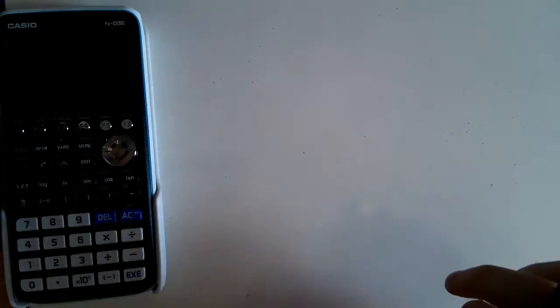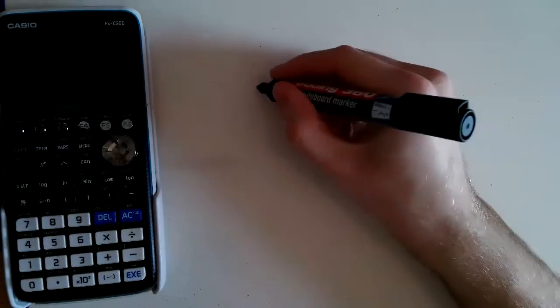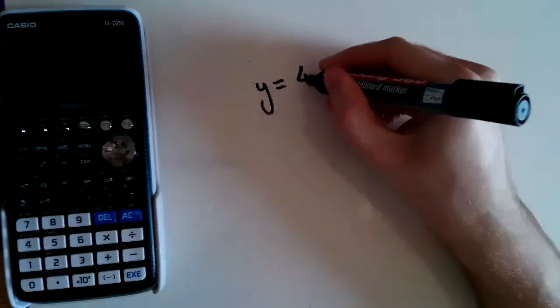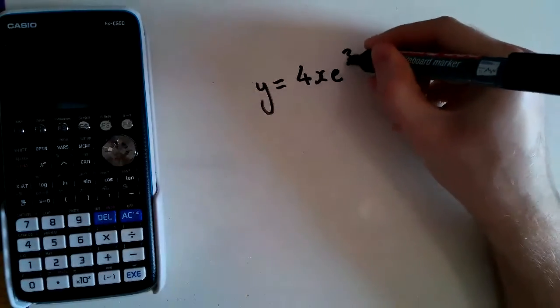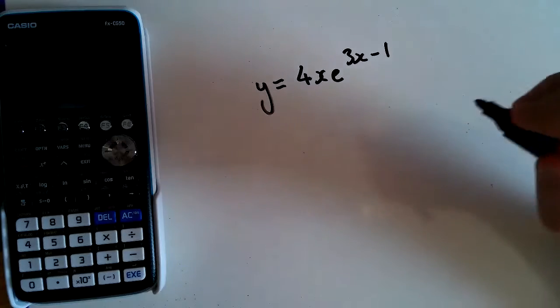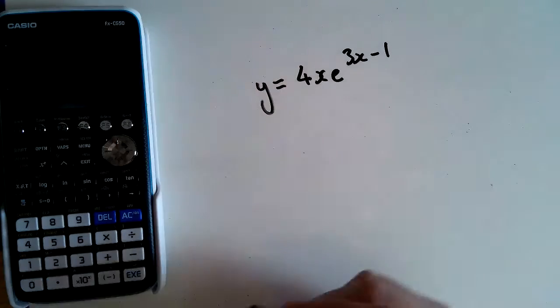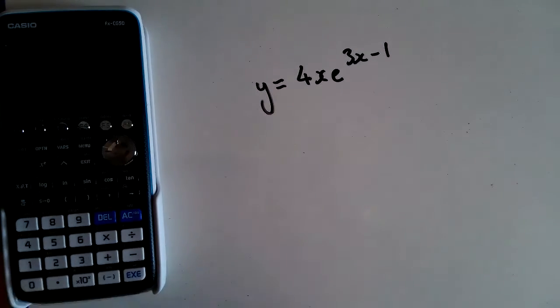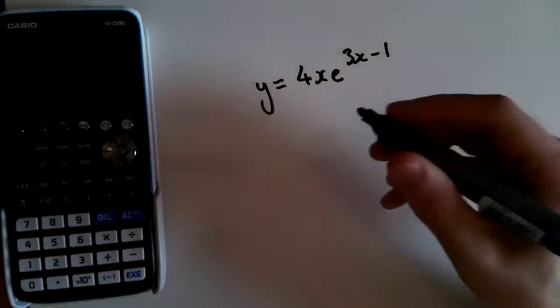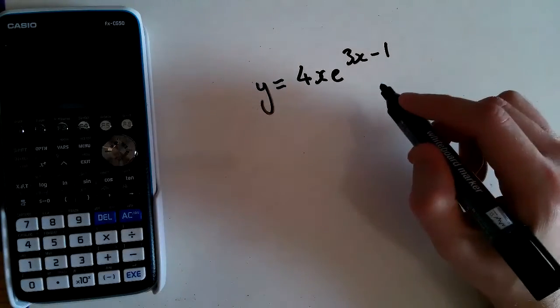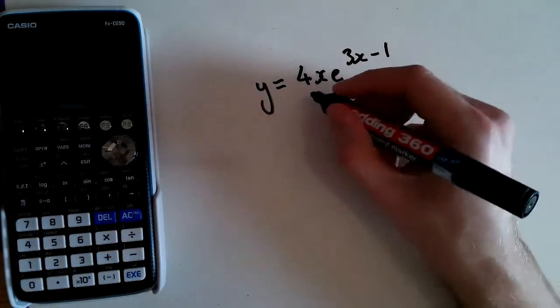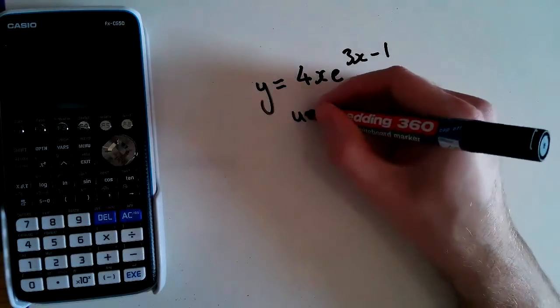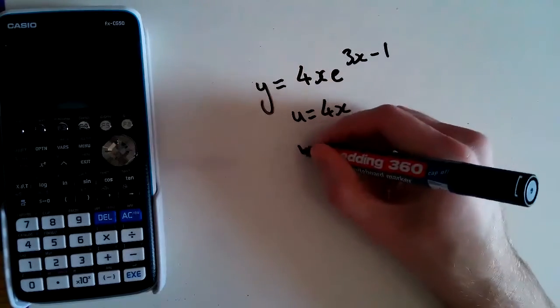Okay, next one. y equals 4x e to the 3x minus 1. Now I just need to check that, because at the minute you can't see the minus 1. We want to find the gradient, so that means we need to differentiate it. It's a product, so we'll need u and v.